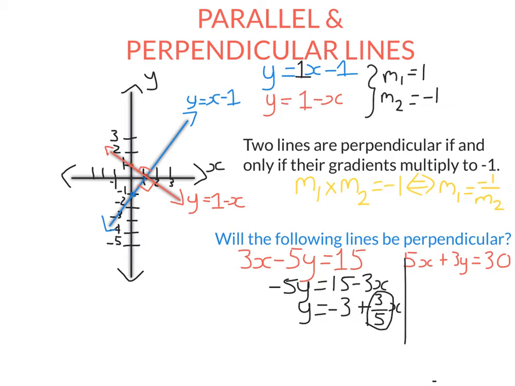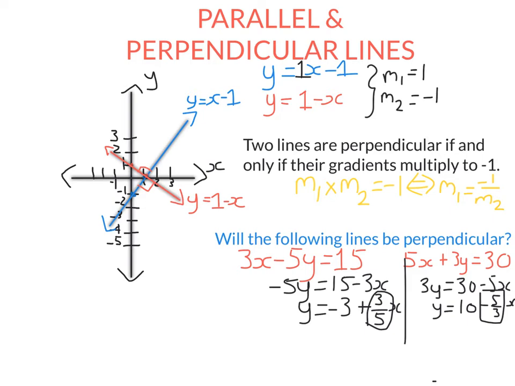So what about the second line? Well, here we're going to subtract 5x from both sides, then divide each side by 3. So 30 divided by 3 is 10, minus 5 divided by 3. So the gradient of this second line here is minus 5 over 3.